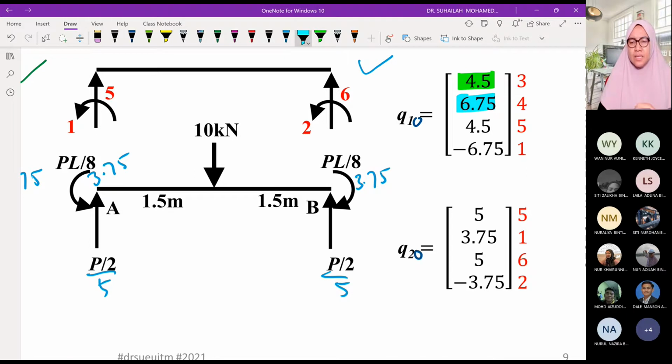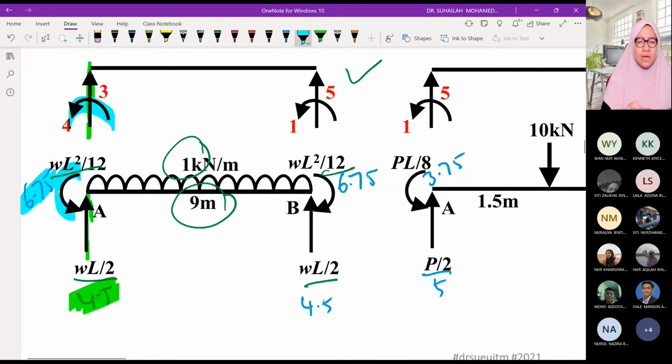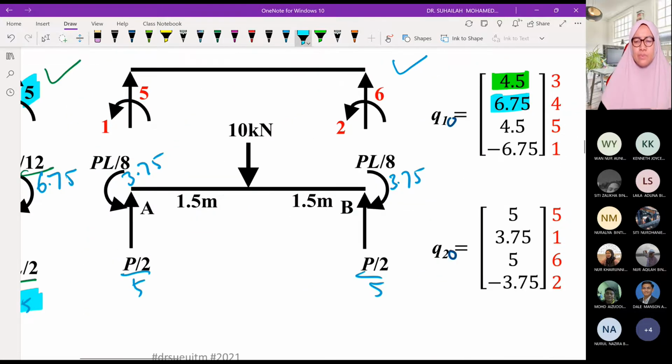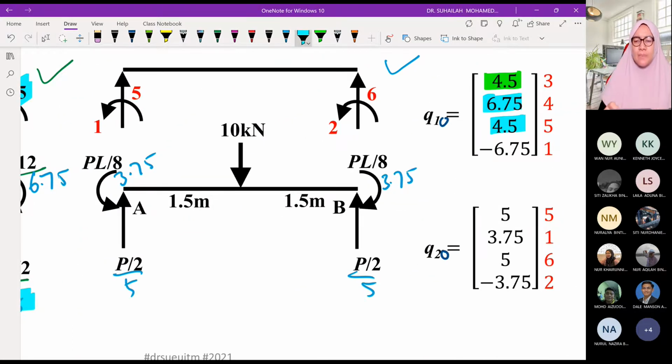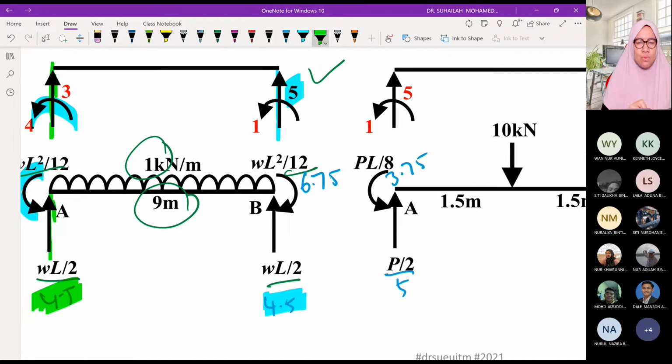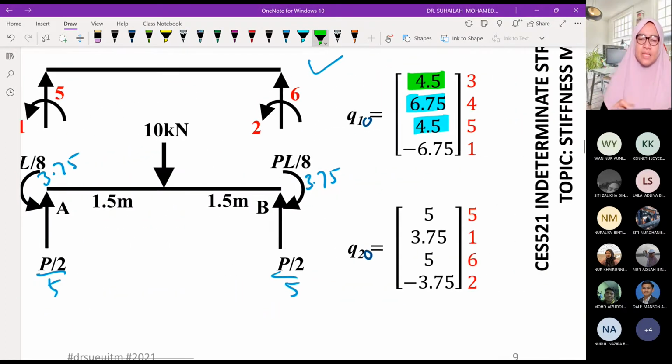Okay. So next, move to position number 5. Position number 5 is 4.5. So we put 4.5. And position number 1. Position number 1 is moment. Okay, but the direction is opposite. The direction is opposite. So we have to put negative. Okay, it is very simple, very straightforward.